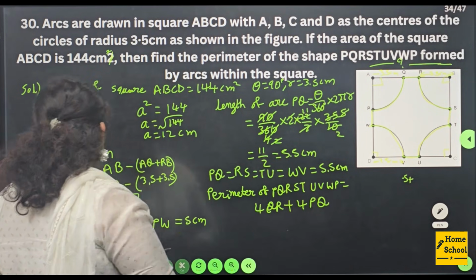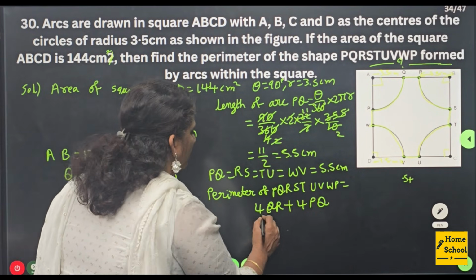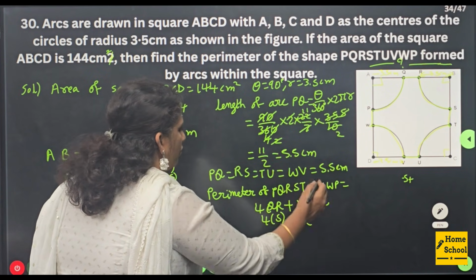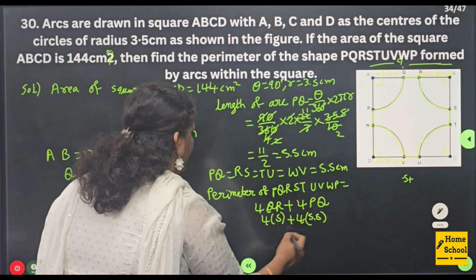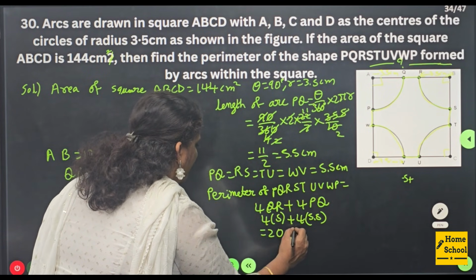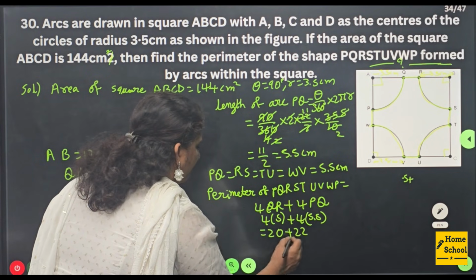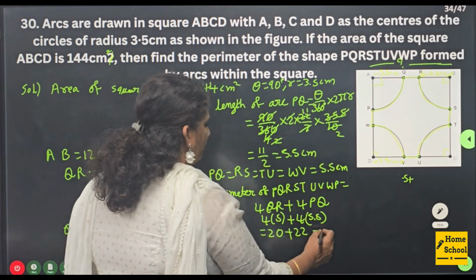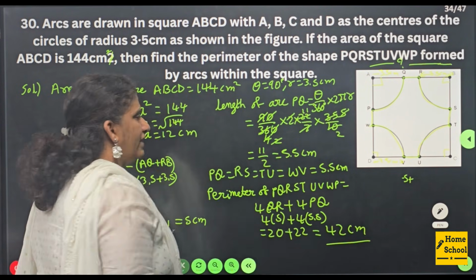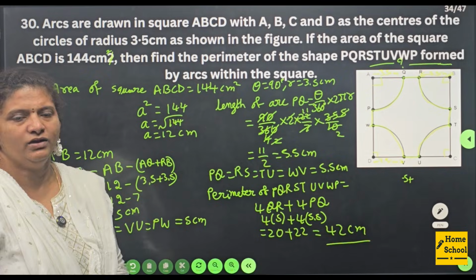We got what is the QR length? 5 centimeters. 4 into 5 plus 4 times PQ. PQ is 5.5. That is, 4 5s are 20, then here it will be 22.0. I will write it as 22. 22 plus 20 will be 42 centimeters, which is the perimeter of the given question.